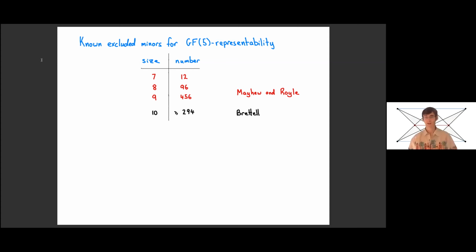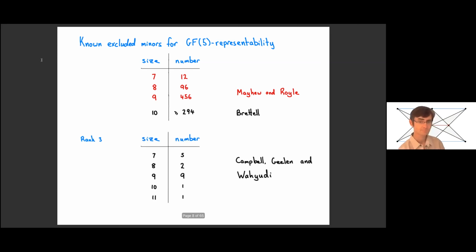So I have a URA working on this, and I thought we would be able to find the excluded minors of size 11 and 12, etc. But it turns out that I'm not very good at computing. So all we've managed to do so far, and this is with Rutger and my student, Timothy Wayuda, is that we've actually got all of the rank 3 ones at least. And there they are listed by size.